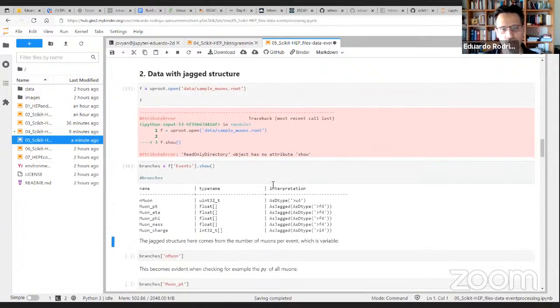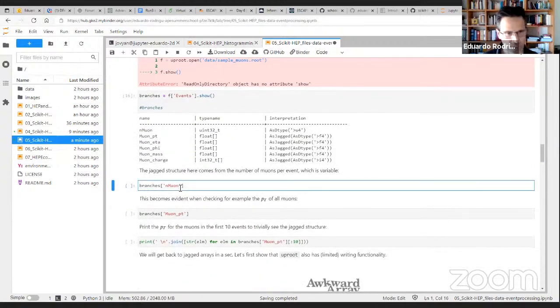Yeah, so this also gives a nice table of all the information. So before anything, if you want to check, oh, I forgot what's inside the file, this is a nice way of doing that.